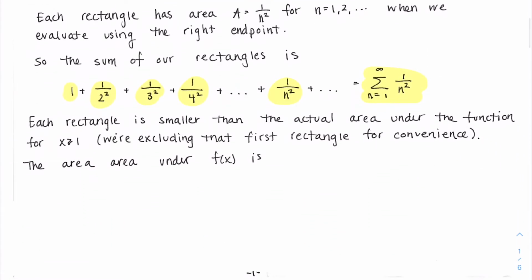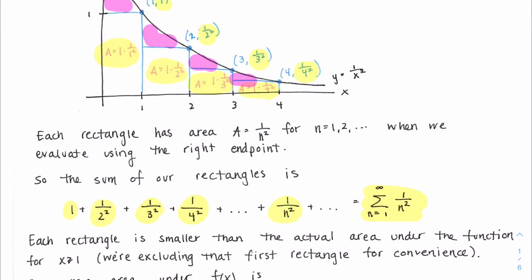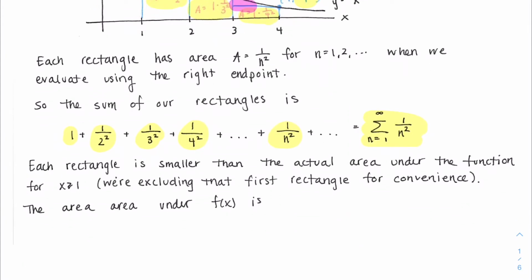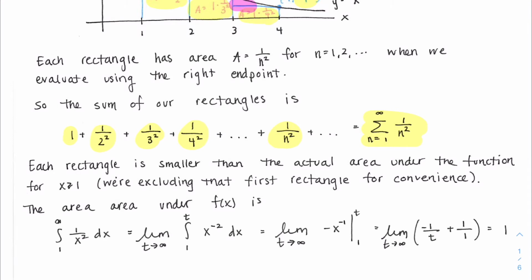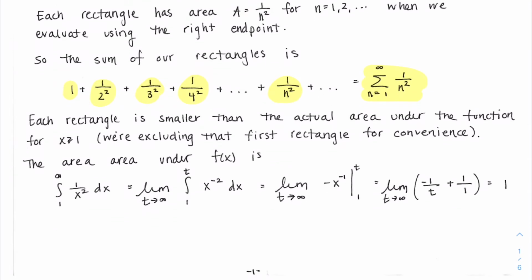So if we look at the area underneath the function, excluding this first rectangle because we can't go from 0 to infinity because of that vertical asymptote, the area under the function would be done by doing an improper integral. So you go from 1 to infinity of 1 over x squared. That's a nice simple reversing power rule. So you get a nice limit that you can evaluate.